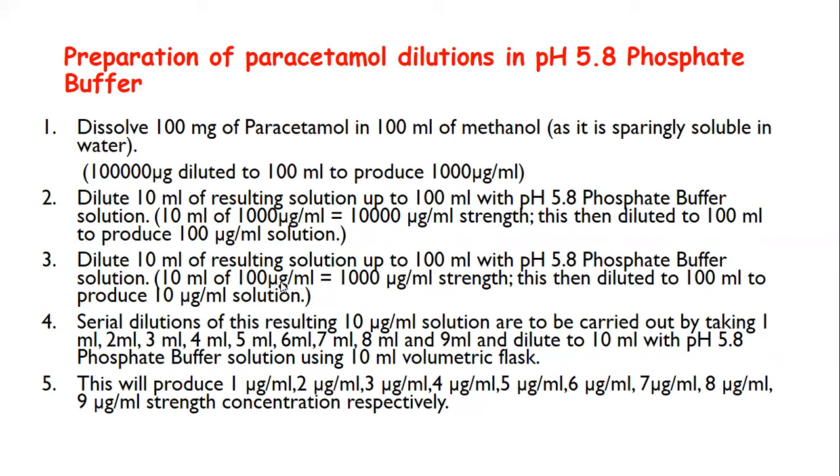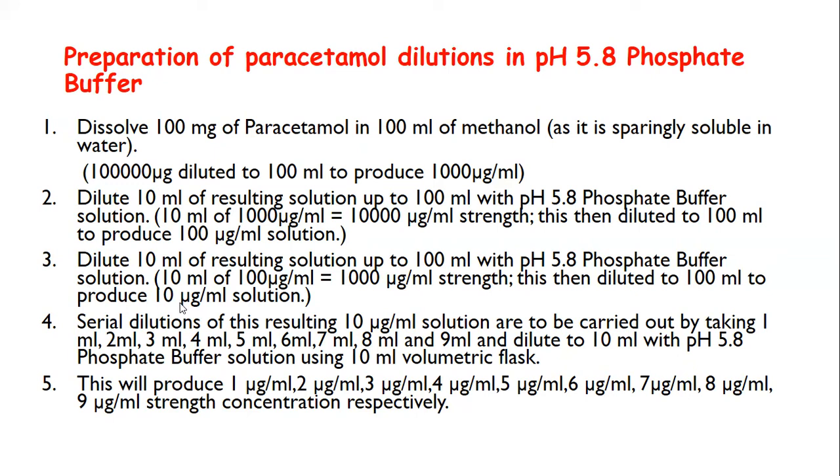So 10 ml of 100 microgram per ml solution represents 1000 microgram strength. When this 1000 microgram is diluted to 100 ml using phosphate buffer, the resultant solution has a strength of 10 microgram per ml. Then this 10 microgram per ml solution is used as a stock solution for further dilutions.